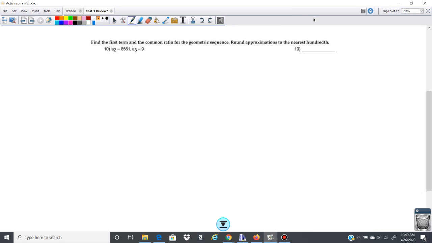All right, we're looking at geometric sequences now. So we have: find the first term and common ratio for the geometric sequence, rounding approximations to the nearest hundredth. We are given the second term and the eighth term here.